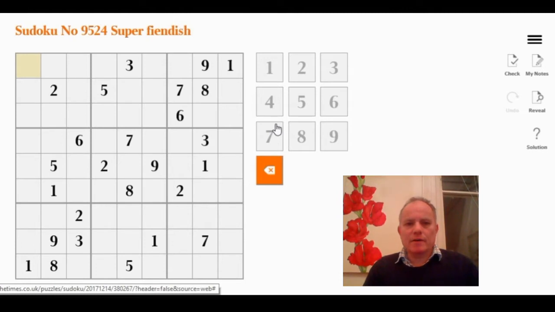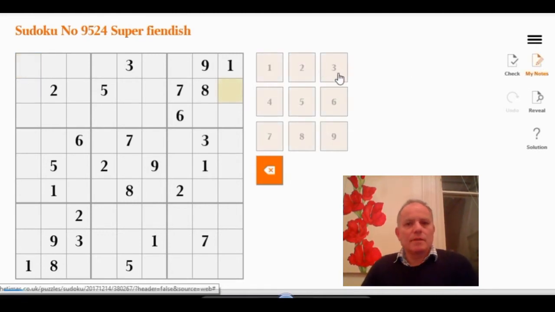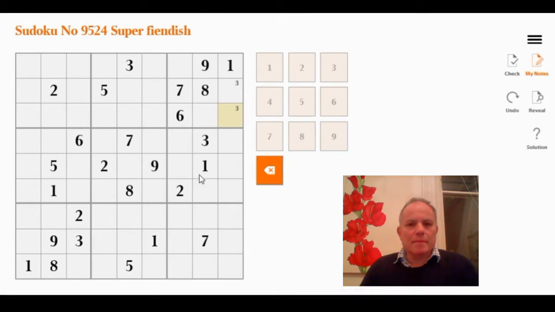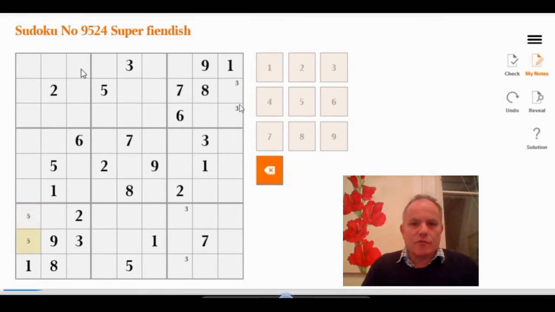And now we're going to have a look at my solve of today's super fiendish Sudoku in the Times. And here we are. And first of all, as so often, I'm just beginning by putting in some of the pencil marks for where in a box I know a number has to be. So by that I mean that these threes in this top box must be in one of those two cells.